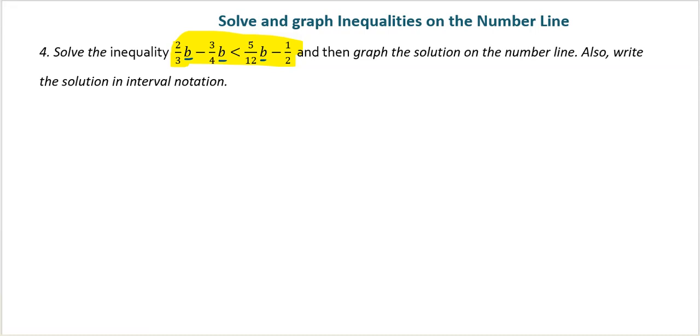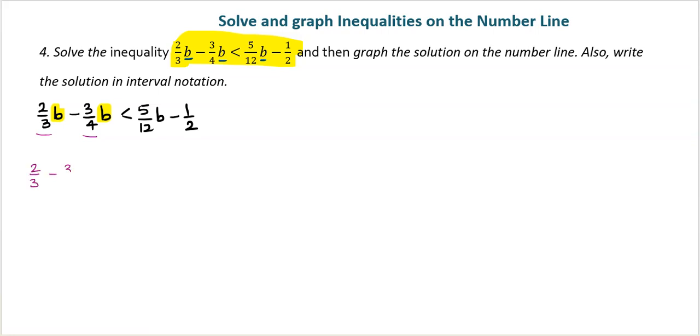On the left side, we have 2 over 3 b minus 3 over 4 b, less than 5 over 12 b minus 1 by 2. As of now, don't move this 5 by 12 b to the left side. First, simplify these two terms. You have the variable b in both terms, so you can add them. So you subtract them, sorry.